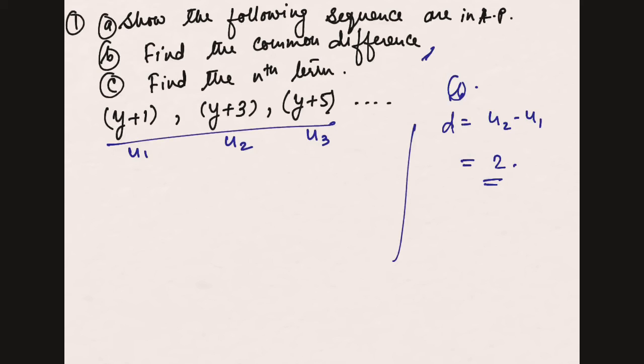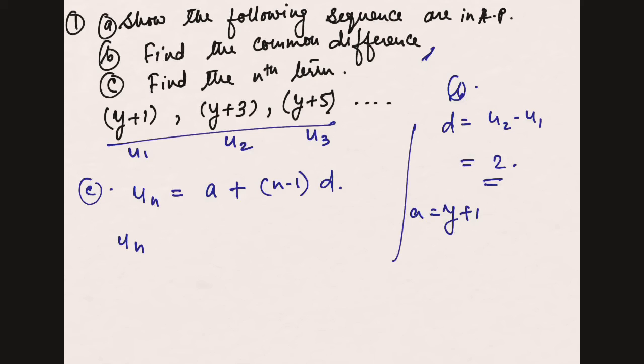So C is, what is the nth term? We know that Un equals A plus (n minus 1) D. Here D is 2, and A equals y plus 1, given. So we simply replace this, y plus 1 instead of A, plus (n minus 1) times 2.